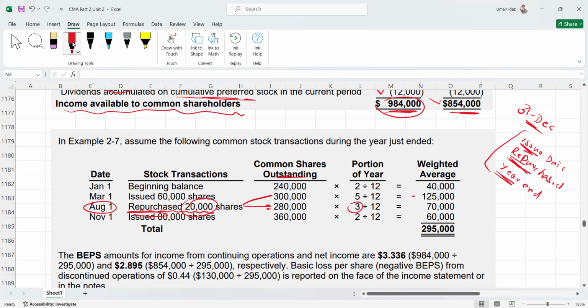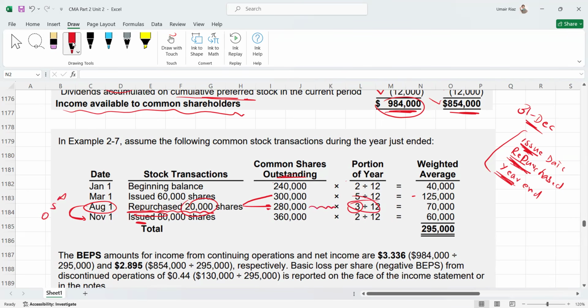Now the point is how I calculate this 3 by 12. From this date, I'll check again till the next transaction. The next transaction should be either issue, repurchase, or year end. See, it is issued. From this August 1 till November 1, how many months are there? 3: August, September, and October, 3 months, right? So 3 by 12.